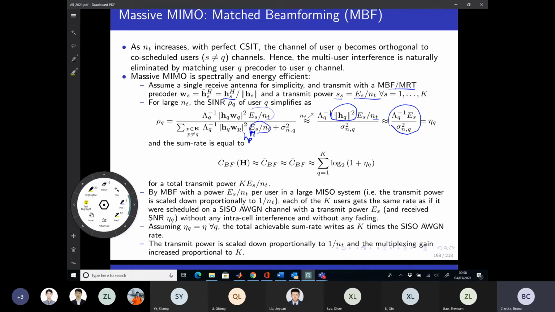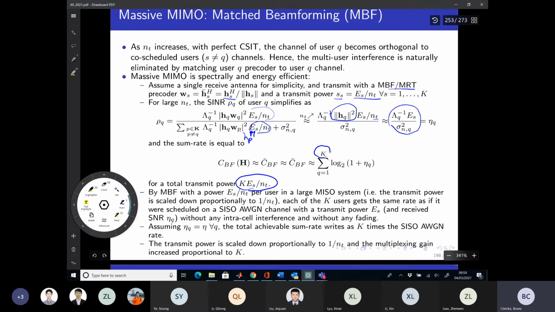So this is quite interesting because it shows you that you can achieve the performance, the SNR, of a single-user scenario where you would have allocated all the power to that user, but you do that by using only a fraction of the power, because the power allocated to that user is being divided by NT. And additionally, you transmit to multiple users in parallel, right?